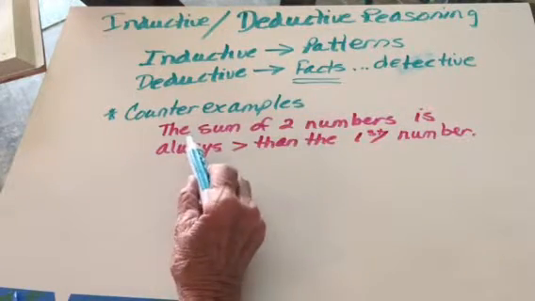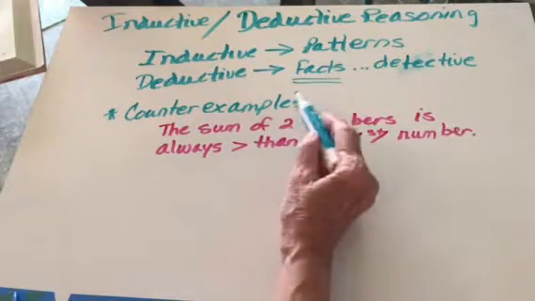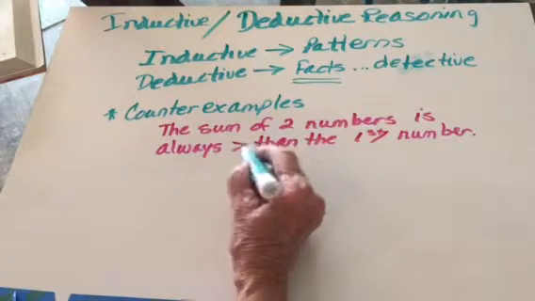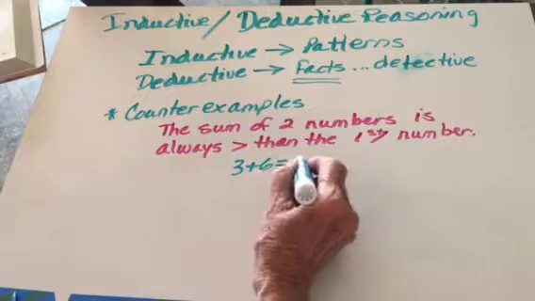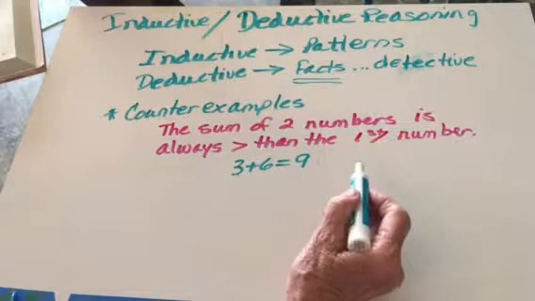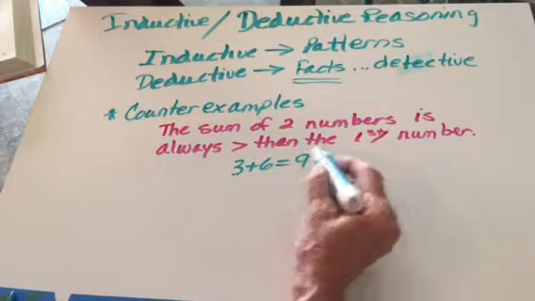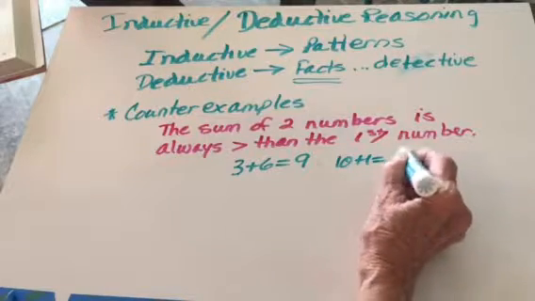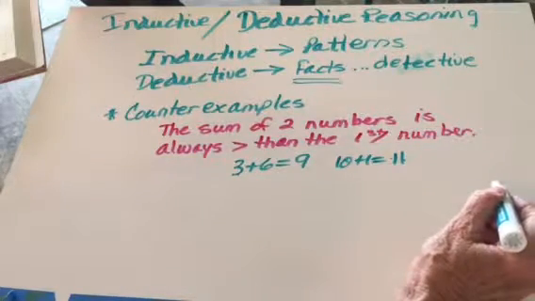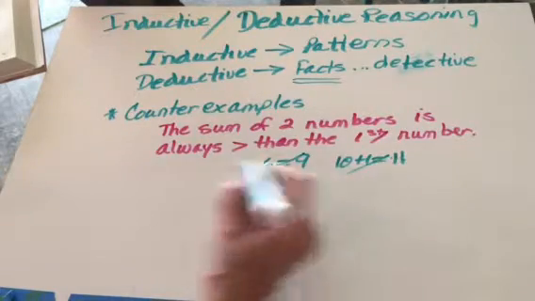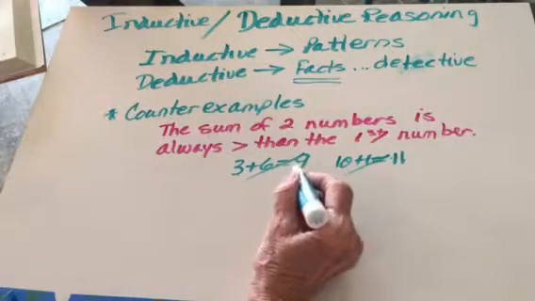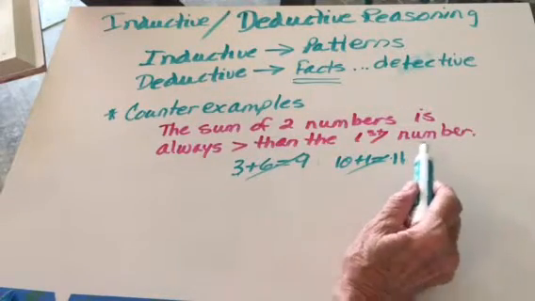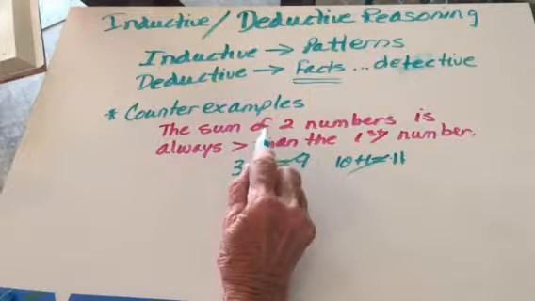So here's a statement. The sum of two numbers, and I should have said any two numbers, is always greater than the first number. So let's say 3 plus 6 is 9. Is 9 greater than 3? Yeah, well then that's true. Well, let's try another one. How about if I say 10 plus 1 is 11. Well, is 11 bigger than 10? Yes. Well, then that's not a counterexample. I have to find an example where when I add them together, they're not greater than the first number.